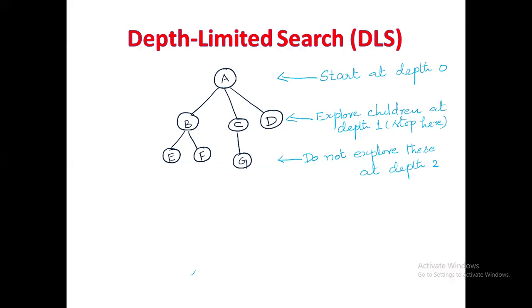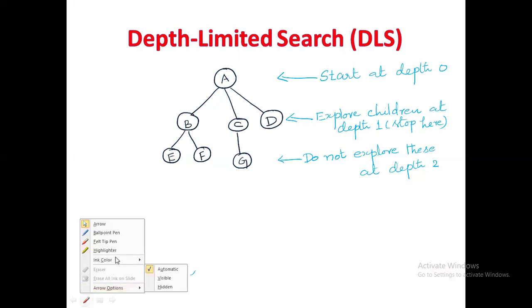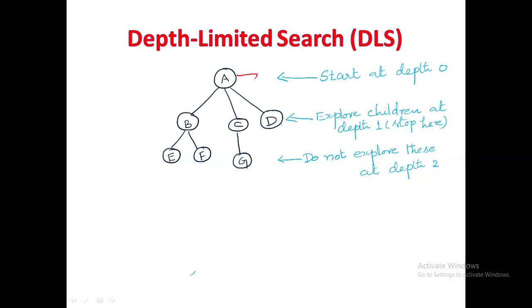This can be useful when dealing with large or infinite spaces where we want to control how far the search will go. The algorithm only explores nodes within a given depth range. Once that range is exceeded, it stops exploring further down the tree. Here, this is depth 0, and here depth 1. So the depth level for this problem is 1.